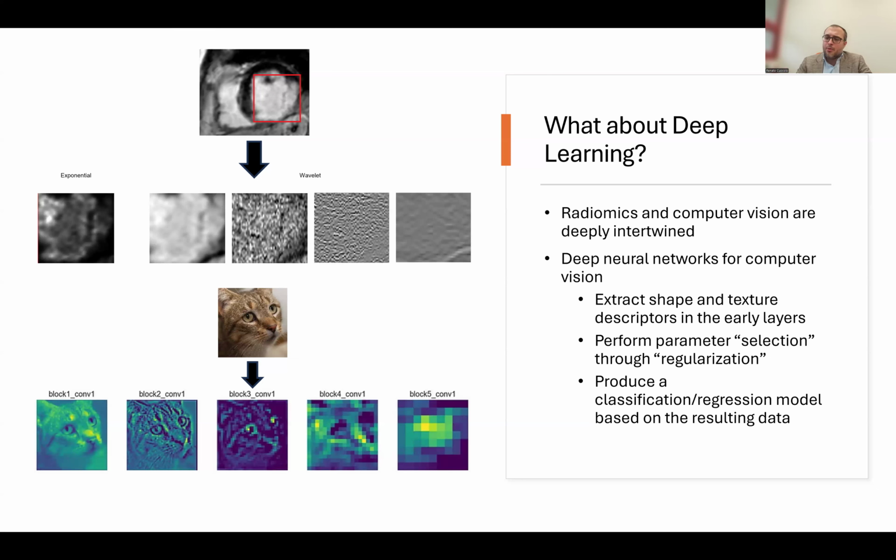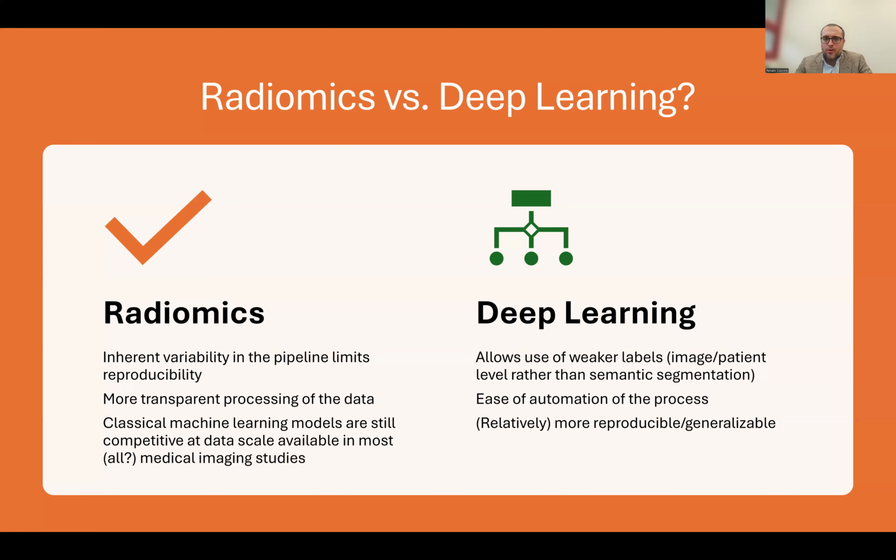And in the end, in both cases, what are we going to do? We are going to use the features that survive the selection and processing of the data to then build a model, which can be done with classical machine learning or within the last layers of the neural network.